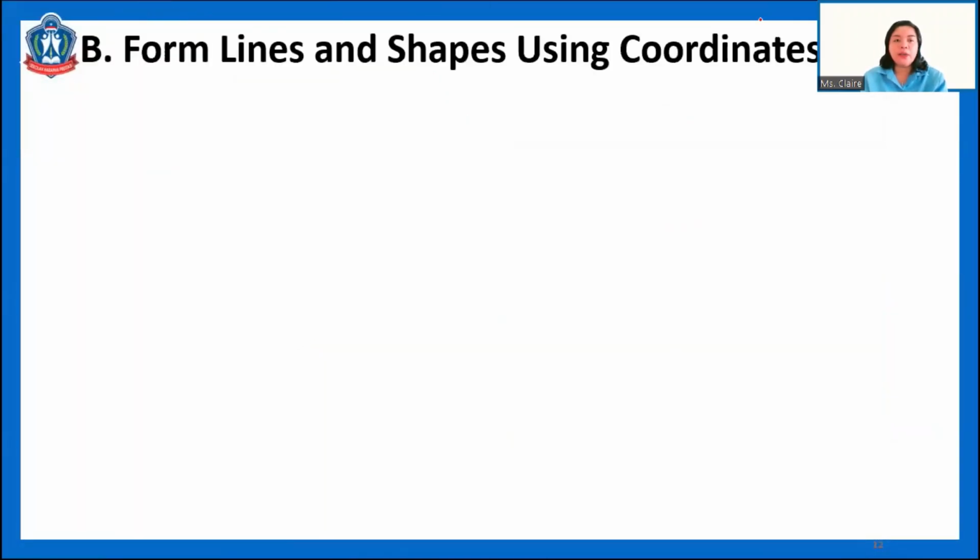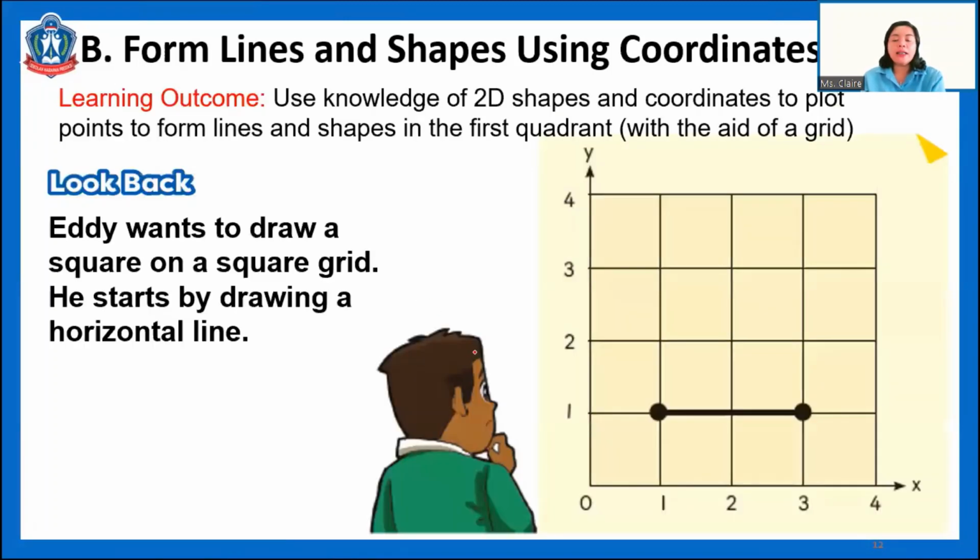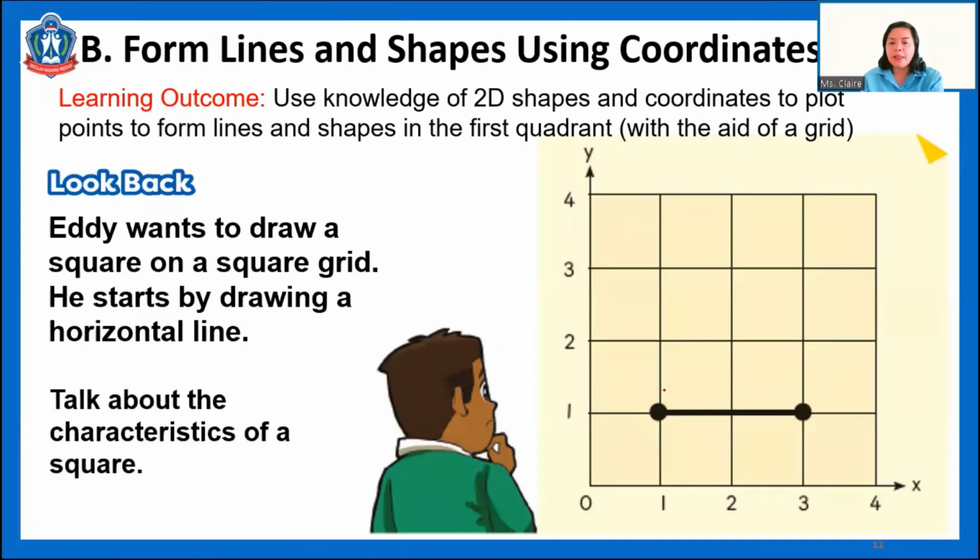Okay, let's continue about lesson B, form lines and shapes using coordinates. Okay, look at this. I have here Eddie. Eddie wants to draw a square on a square grid. He starts drawing a horizontal line. So how will he complete this to make a square?